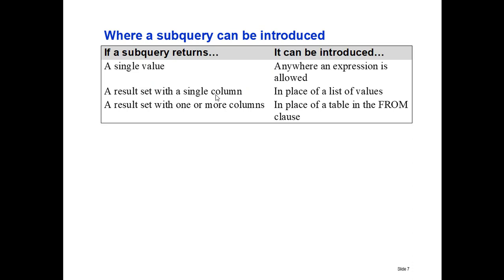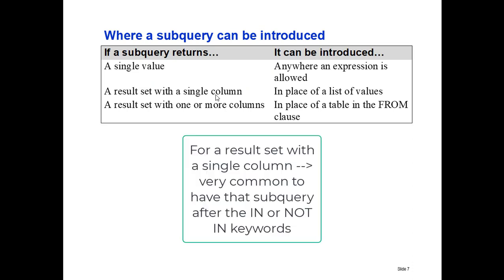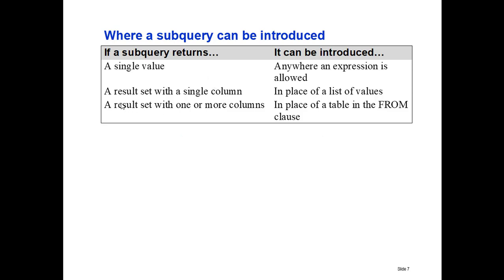Again, you can have a subquery returning a single column. And where are you going to introduce that? In place of a list of values. And then finally, we can return many columns and many rows, and that is a table. And you're going to put that in the from clause.